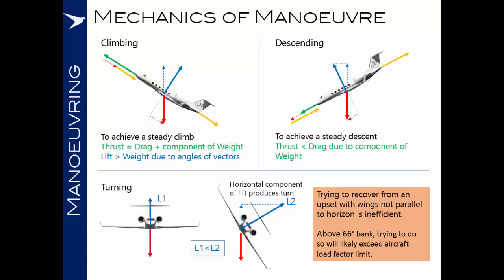So what can we take from this slide in summary? If we have the nose above the horizon in a climbing attitude, then to reduce the rate of speed loss, we will need to increase thrust. If we have the nose below the horizon, in order to limit the rate of acceleration, we will need to reduce thrust. And if we find that the wings of the aircraft are not level and we need to achieve a pitch up to recover the nose back to the horizon, it is not efficient to start that pitch until the wings are rolled to be parallel with the horizon. That is to say, wings level.